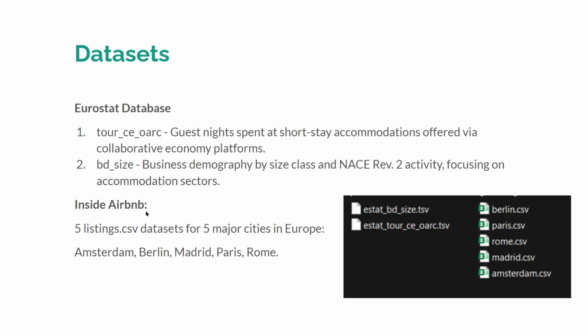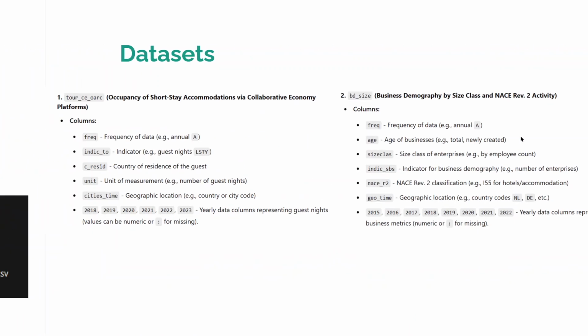And I have used five datasets from Inside Airbnb. They are listings.csv files for five major cities in Europe, which are Amsterdam, Berlin, Madrid, Paris, and Rome. Here you can see these datasets.